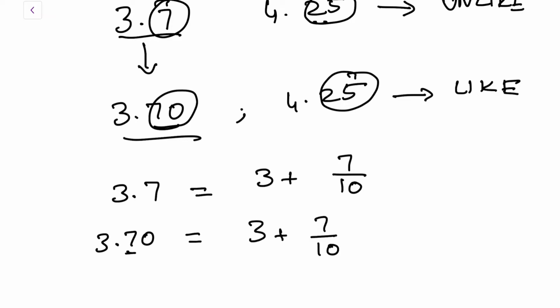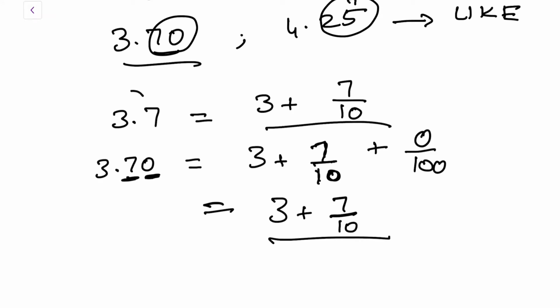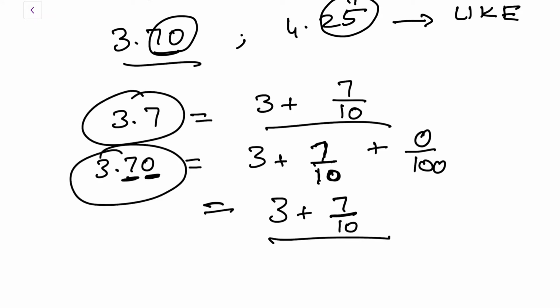plus 0 by 100. Remember, this is the 10th place and this 0 is in the 100th place. Alright. This is nothing but 3 plus 7 by 10 plus 0 by 100, which is 0. So you can see 3.7 is 3 plus 7 by 10 and 3.70 is also 3 plus 7 by 10. So both 3.7 and 3.70 are the same. That is why we can write 3.7 as 3.70.